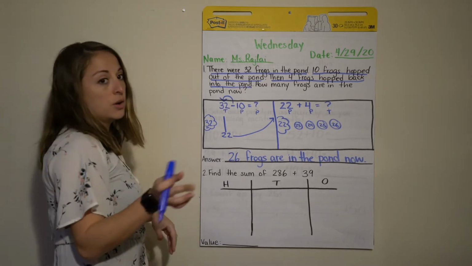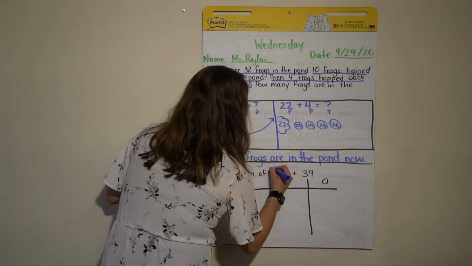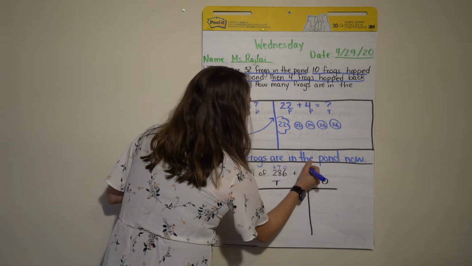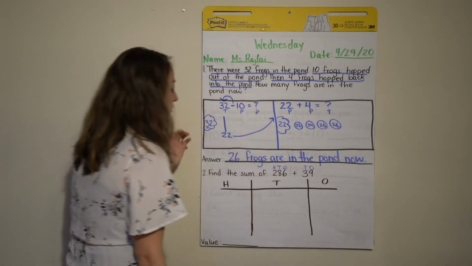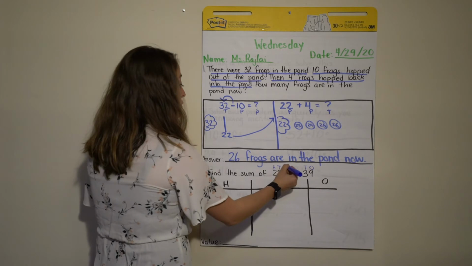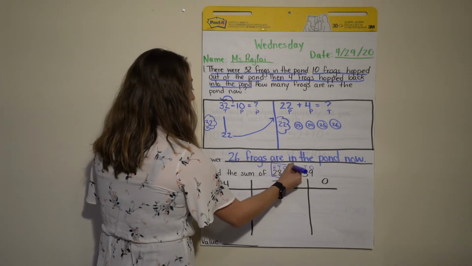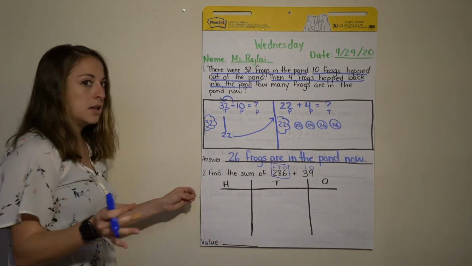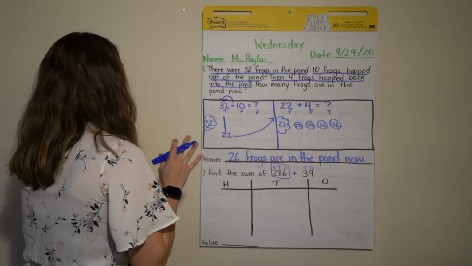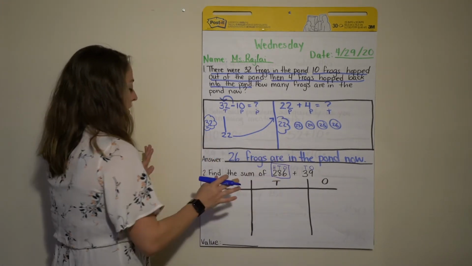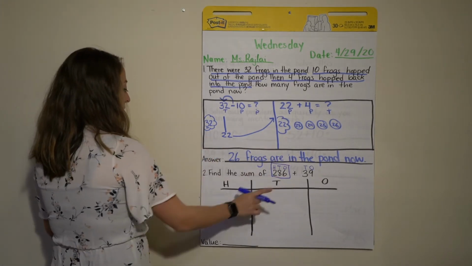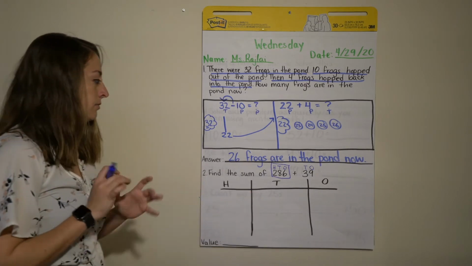So the first thing we always do is we label HTO and TO. We're going to focus on drawing this number first. And you're not going to label your numbers until we draw everything. So draw this number out for your hundreds, tens, and ones.